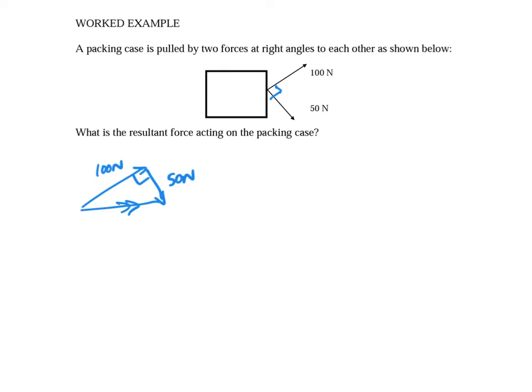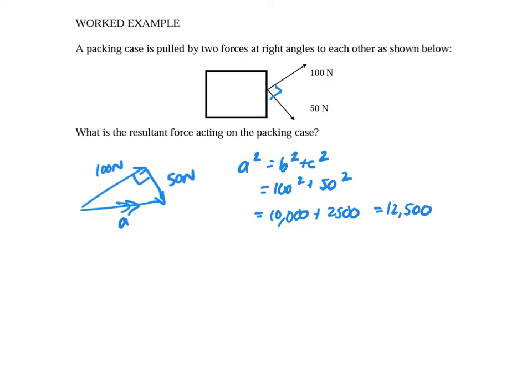And then we can use our Pythagoras, so a squared equals b squared plus c squared. We'll label that a so it's clear. So it's 100 squared plus 50 squared, 10,000 plus 2,500. A is the square root of that, which is 112 newtons.